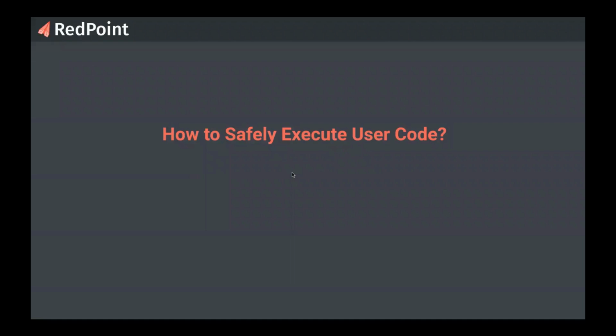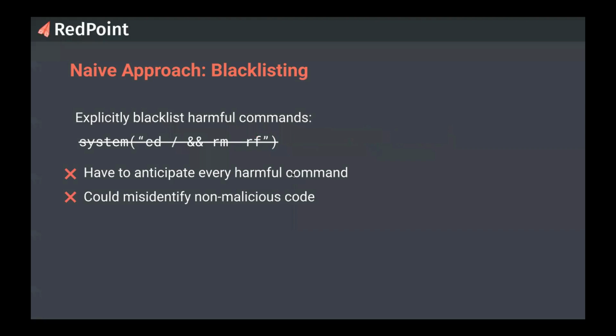And the first question we had to address is, how are we going to safely execute this user code? The first approach that we thought of was to essentially blacklist every possible command. In this example here, someone's trying to run rm -rf, and so if we could anticipate that, we could check every command and just never execute the ones that were malicious.